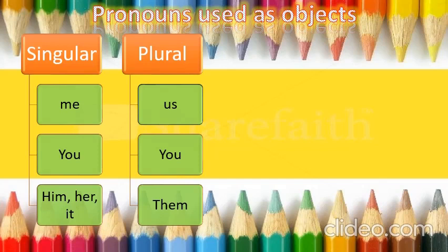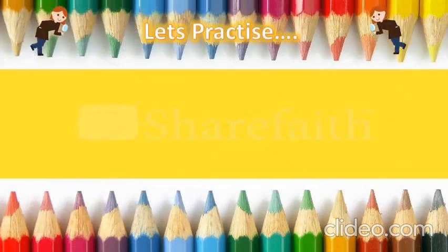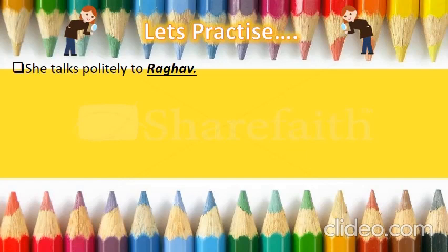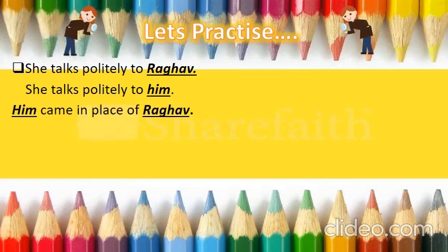So when they are subject pronouns, that time we use I, we, you, and when we are using the pronouns as object, then we are using these ones: me, you, him, her, it, us, you, and them. So as it is clearly seen, object pronouns mostly come at the end of the sentence. Now let's have some practice which will give you again a clear view. She talks politely to Raghav. Now here you can see the word Raghav came at the end. So she talks politely to him. Here him came in place of Raghav.